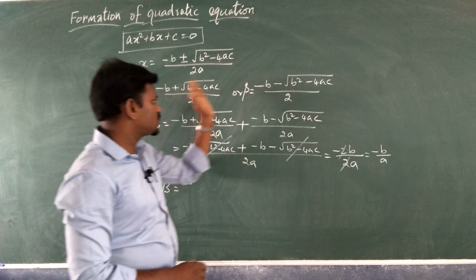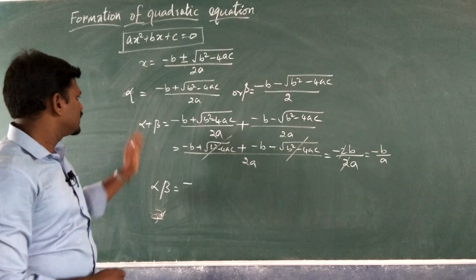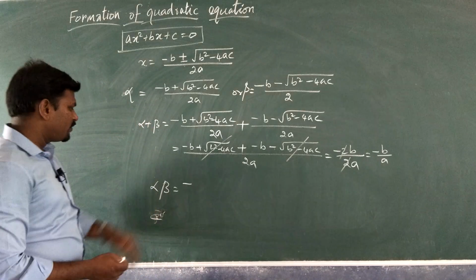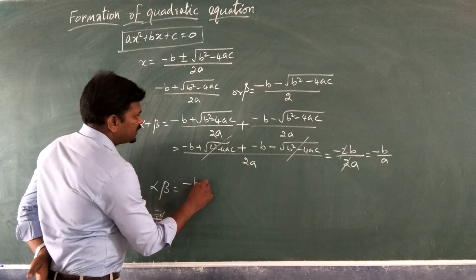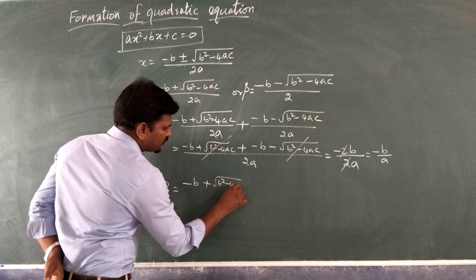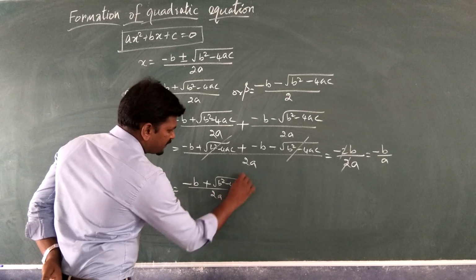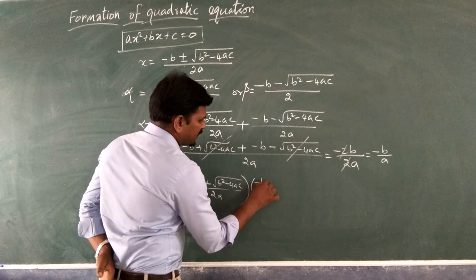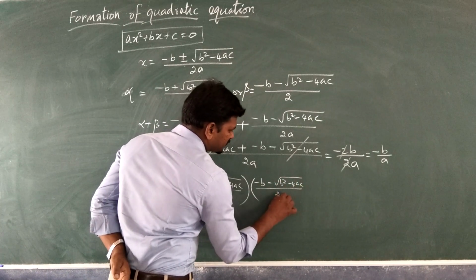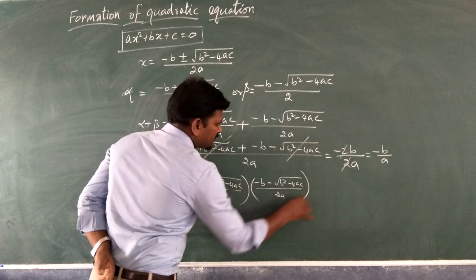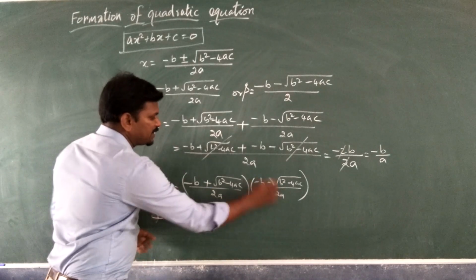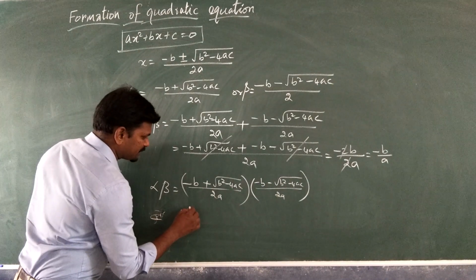So if alpha is the first root and beta is the second root, the sum of the roots will be minus b by a. Now we are going to find alpha into beta: minus b plus square root of b square minus 4ac by 2a, into minus b minus square root of b square minus 4ac by 2a. Now we have to multiply. Just multiply the numerators and then multiply the denominators, like a rational expression.